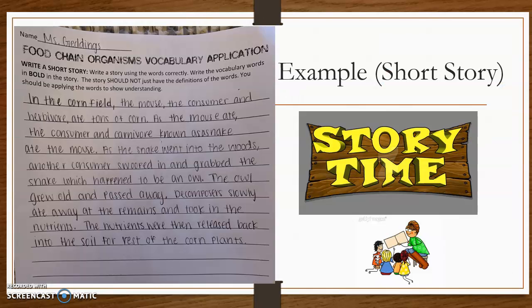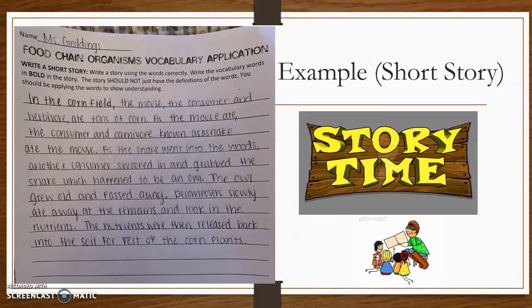So this is an example of the short story that I did, just to give y'all a start and understand a little bit what I'm looking for. So in the cornfield, the mouse, the consumer and herbivore, ate tons of corn. As the mouse ate, the consumer and carnivore, known as the snake, ate the mouse. As the snake went into the woods, another consumer swooped in and grabbed the snake, which happened to be an owl. The owl grew old and passed away. Decomposers slowly ate away at the remains and took in the nutrients. The nutrients were then released back into the soil for the rest of the corn plants.